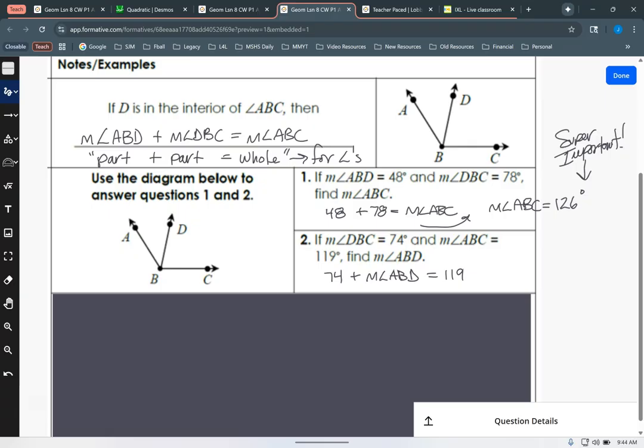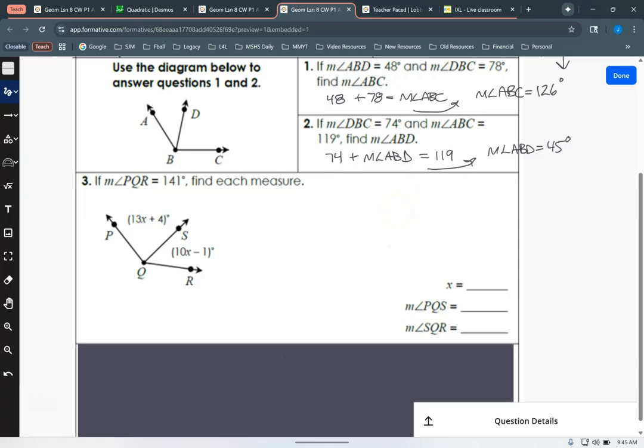Okay, now we solve by doing our subtraction. We get the measure of angle ABD is equal to, what did you guys get? 45. 45 what? Degrees. 45 degrees. Type it into formative. You should get 2 points. Make sure you get 2 points. Any questions so far? Everybody good? No, not good? All right, here we go.